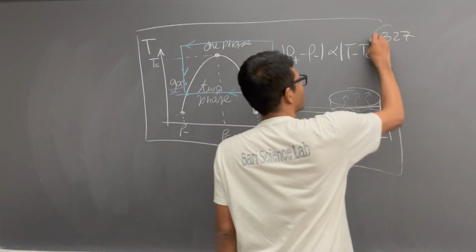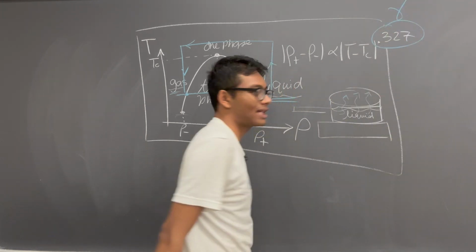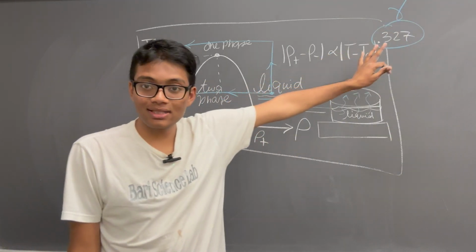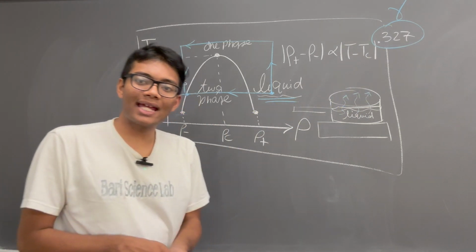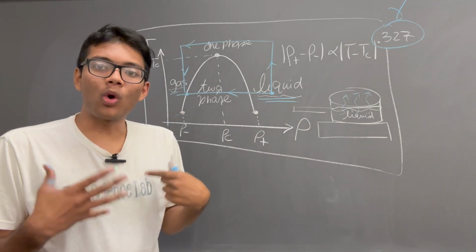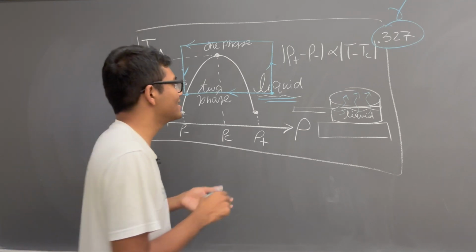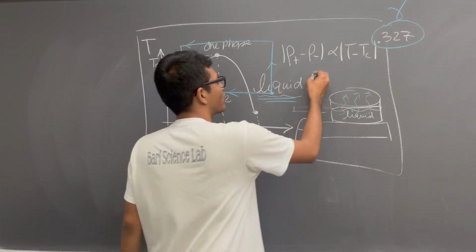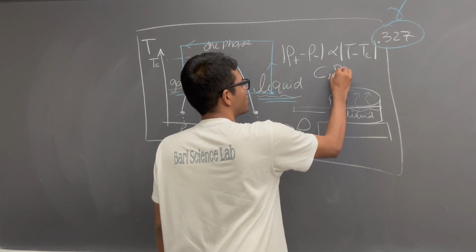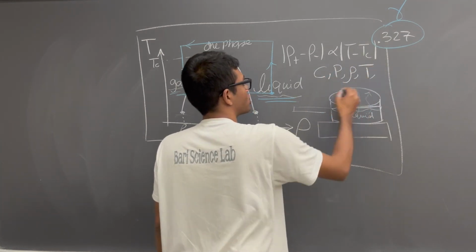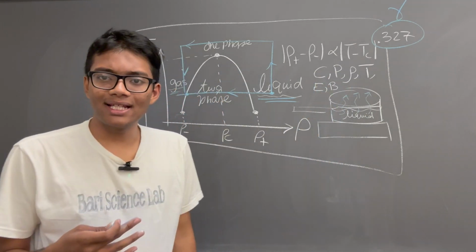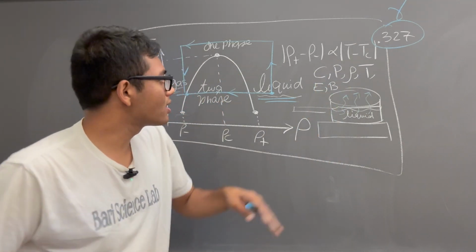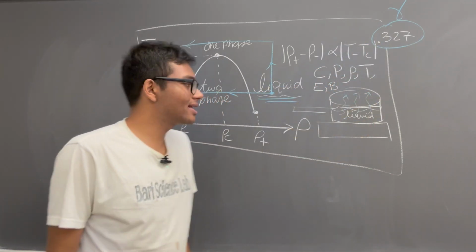Now this exponent right here is called the critical exponent, okay? That number is not special in any way, shape, or form, but what I'm trying to say is that different observable quantities, different thermodynamic quantities, for example, heat capacity, pressure, density, temperature, electric field, magnetic field, are dependent on power laws, okay?